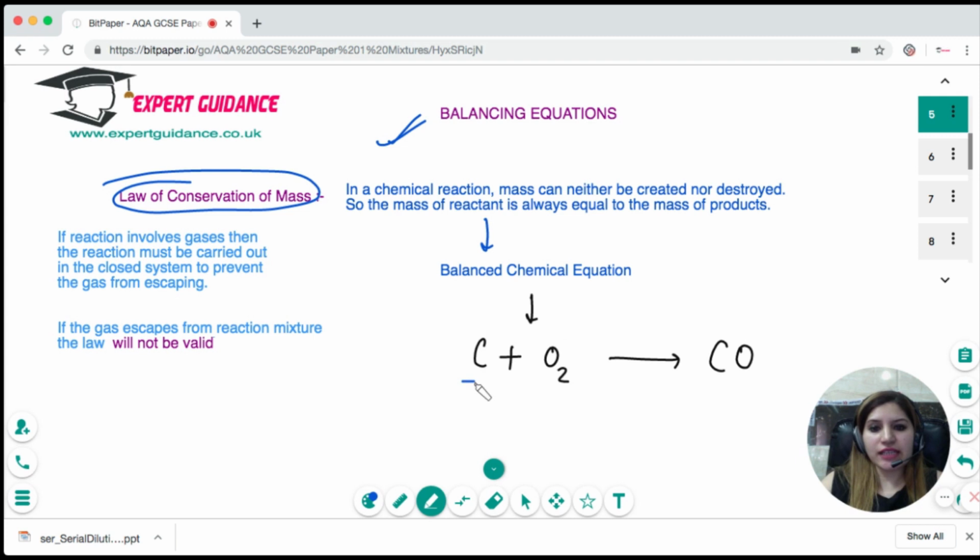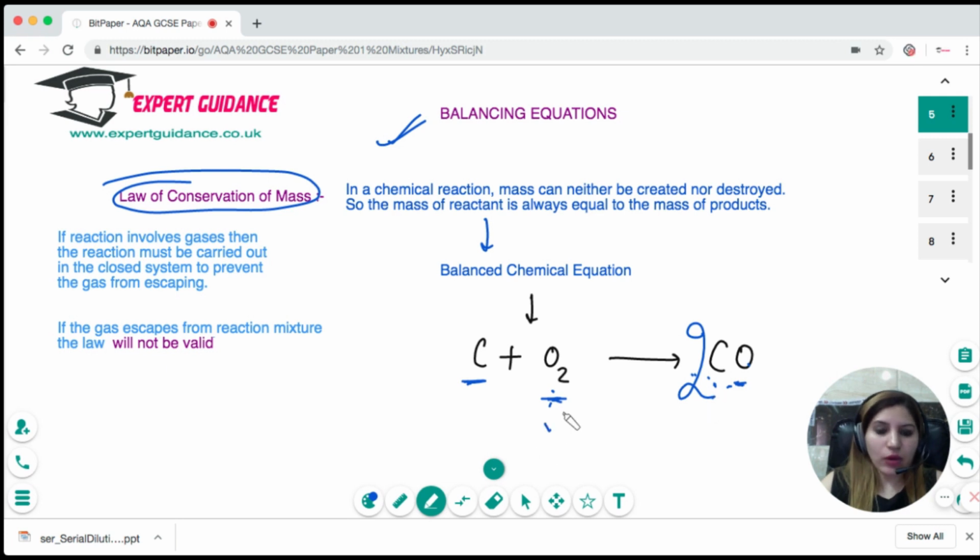Can you see there's carbon and oxygen and CO? How many atoms of carbon are there on the left side? There's 1. And on the right is also 1. But how many oxygens are there on the left? There are 2. And on the right, oxygen is just 1. So to balance it, always remember, you add the number in the front. So we'll put 2 in front of CO. So that makes the oxygen atoms 2.